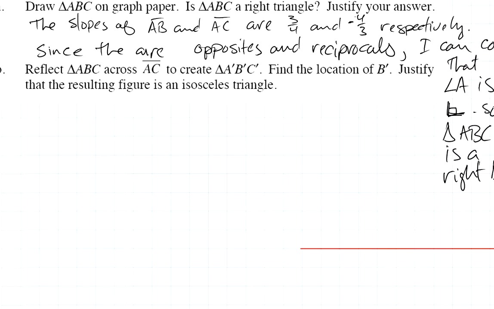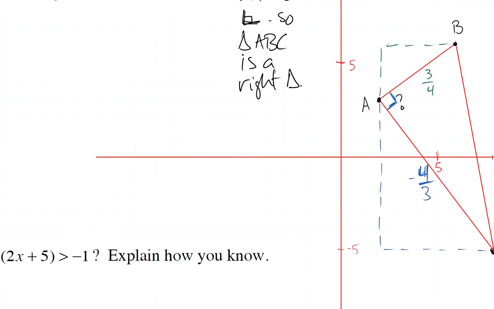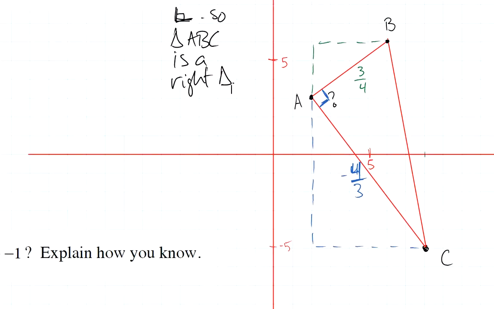Next it says reflect ABC across AC to create A prime, B prime, C prime. Find the location of B prime. Justify that the resulting figure is an isosceles triangle. Fascinating. So I've got this B, and I'm going to reflect the entire shape. This entire shape is going to get reflected across line segment AC. And I can certainly visualize what's going on here.